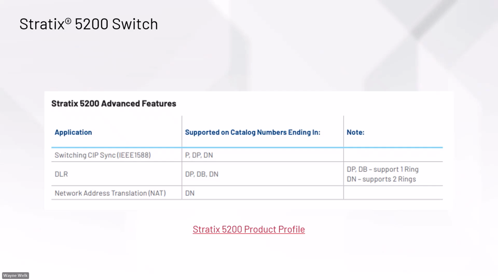Now, one nice thing about the DN model that I gravitate towards recommending is it supports up to 2 rings. So you could run 2 rings in this situation if you needed to, in the event that you've got 2 different systems that you want to somehow connect to the same switch. You have that capability.